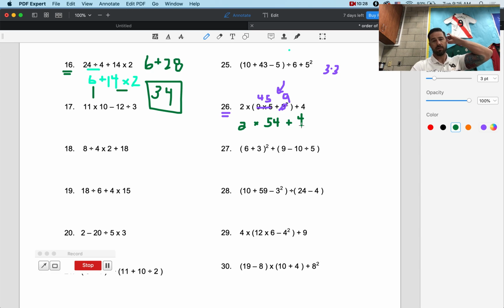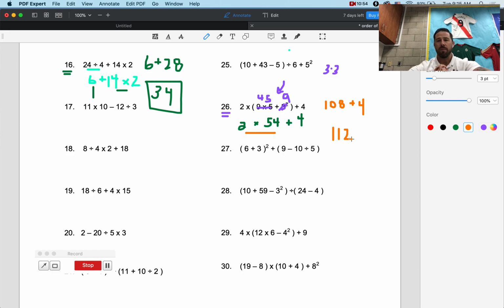Okay, how's that? So what we're looking at now is order of operations, back to it. We're going to do multiplication before we do addition. What's 2 times 54? I think it's 108. And then we have plus 4. Okay, 108 plus 4 is 112. Boom.